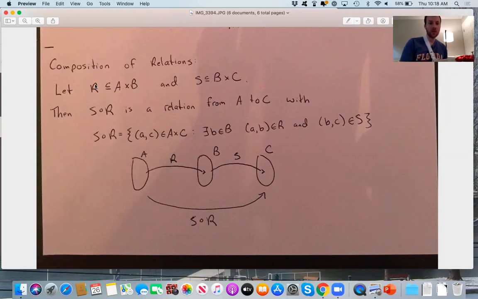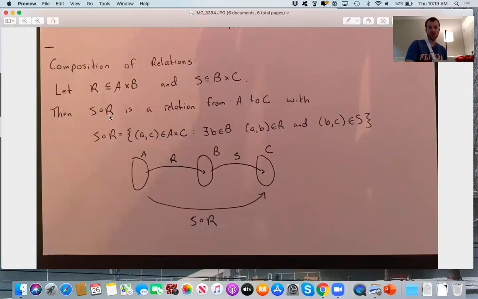So what we're starting with is some relation R as a subset of A times B. So R is a relation from A to B. And then there's a second relation, which is a relation from B to C. What's important is that you have two relations, but the second set in the product of R is the first set in the product that S lives on.